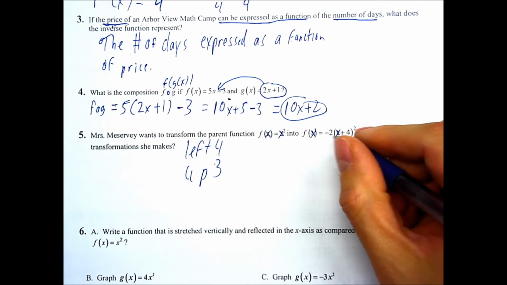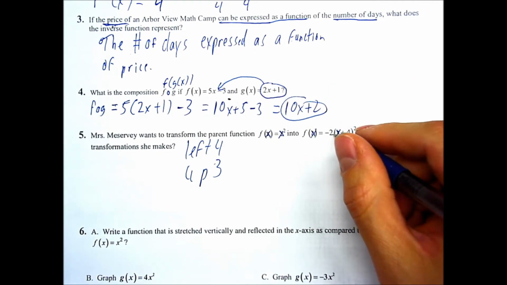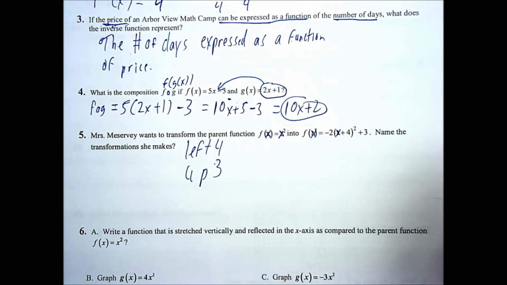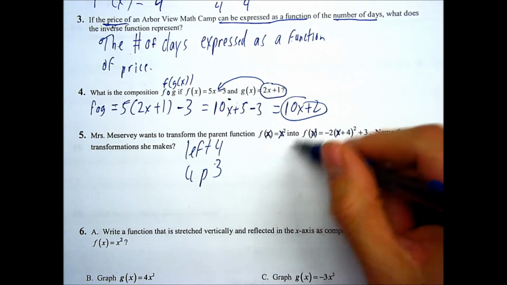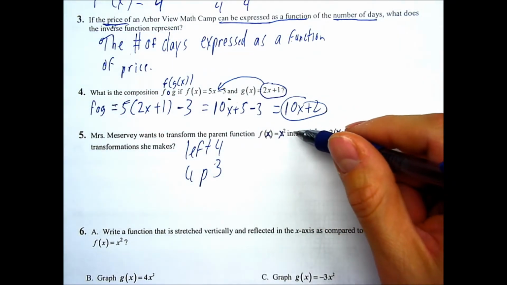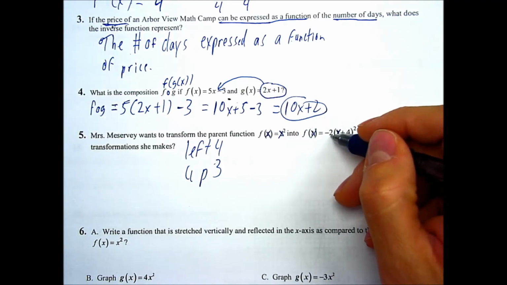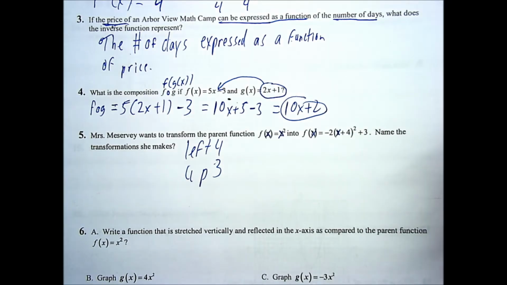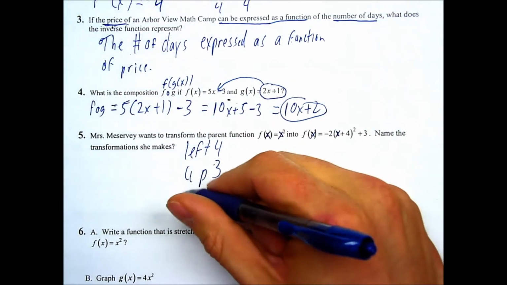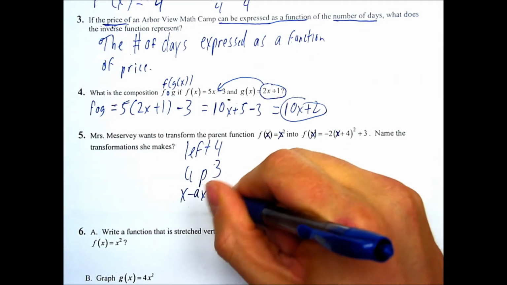Next value here, the negative. The negative will reflect the graph on the x-axis. So normally a parabola will point upwards. In other words, y will increase in value as x increases or decreases in value. However, if there's a negative, it points downwards. And we call that a reflection on the x-axis, not the y-axis, the x-axis. X-axis reflection.